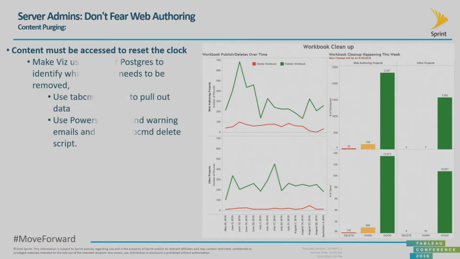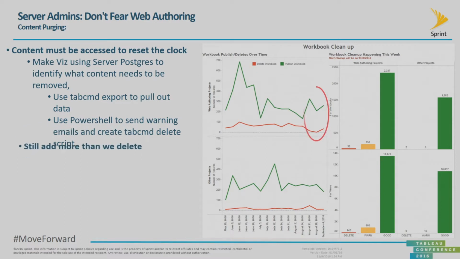So how we do all this is that viz I just showed in the previous slide. It's up on our server. We extract the data using tab command export, pull it out as a CSV, have a PowerShell script that loops through that CSV file and either sends out warnings or sends out deletes, and then deletes the thing by using a tab command delete script.